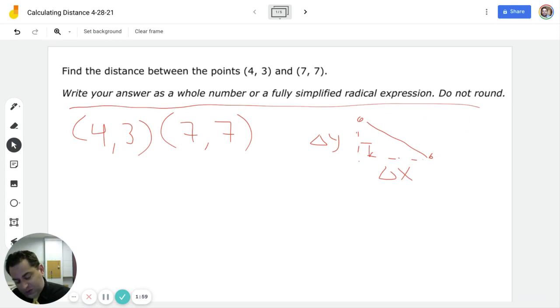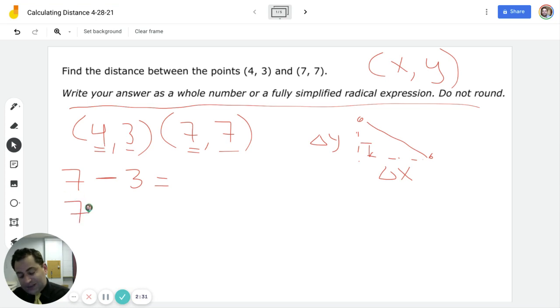Change in y. So here are my y values. Remember, a point is x, y, x first because it comes before y in the alphabet. So if I start with my y values, I have 7. Now, a change in y, if you think back to slope, is subtraction. So I'm going to write a minus sign, and then my other y value, 3. Okay, so we have our change in y. And now let's do our change in x. So again, I'm going to start with 7 minus, it's always minus, 4. Well, 7 minus 3 is 4, and 7 minus 4 is 3.